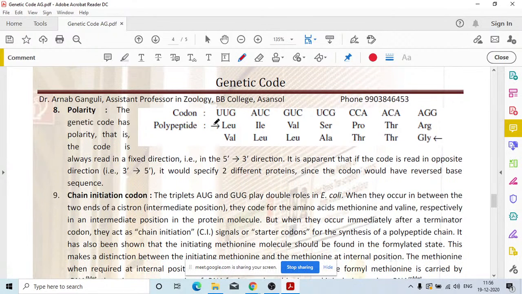Then polarity. Once it starts like this, it is always going to be like this. Only the coding strand will be used. The genetic code has polarity, that is, the code is always read in a fixed direction, the 5' to 3' direction on the mRNA. It is not read in the other direction, obviously, because the ribosome moves from the 5' to the 3' direction, and therefore it is read as triplets. So it has got a polarity.